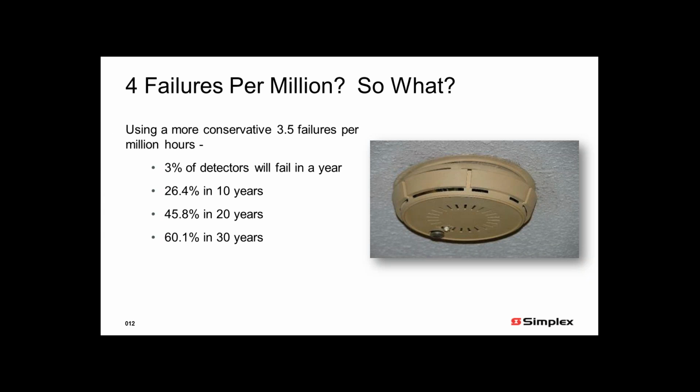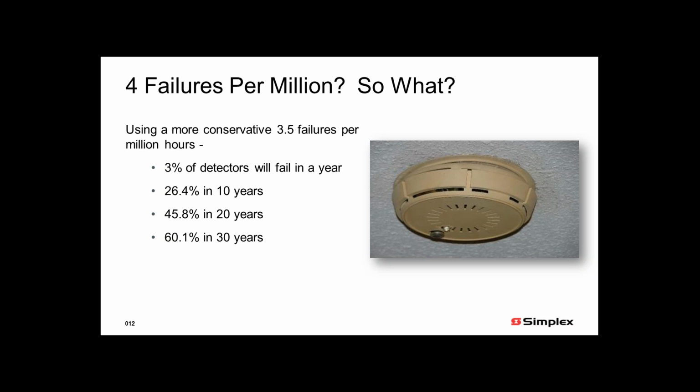So if we take all the systems that are installed in the world, we're going to have 3.5 failures per million hours of use. That means 3% of our detectors, for example, will fail in a year. So 3% of all the devices in the field will malfunction for one reason or another. And if you extrapolate that, we're at 26% will fail in 10 years, 45% in 20 years, and 60% in 30 years. And working with our dealers and some of our branch district offices, these numbers add up pretty consistently with how we are doing our inspections and the number of devices that we're replacing in our systems.